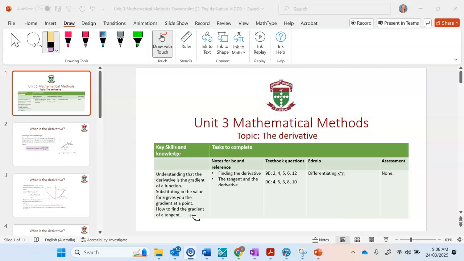So a tangent line is just a line that has the same gradient as the point. All right, we'll cover that in this video.